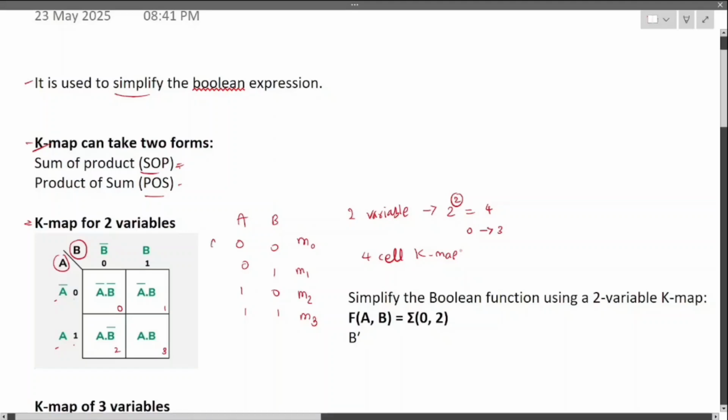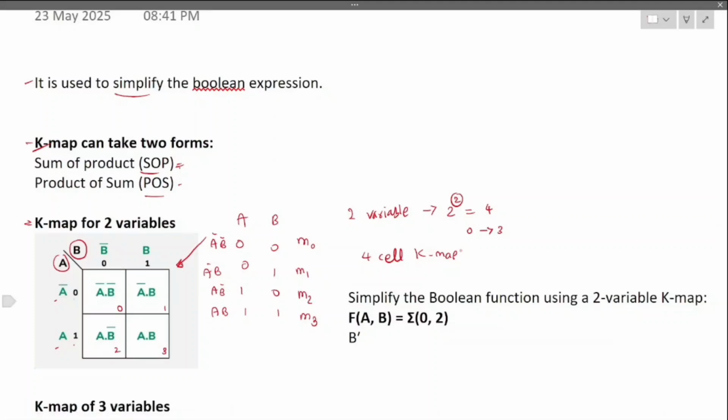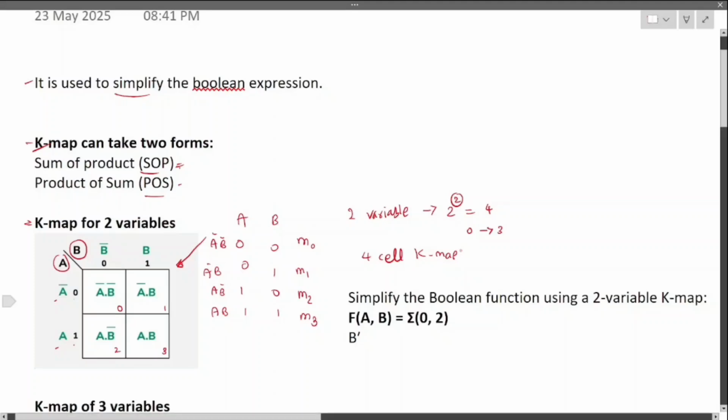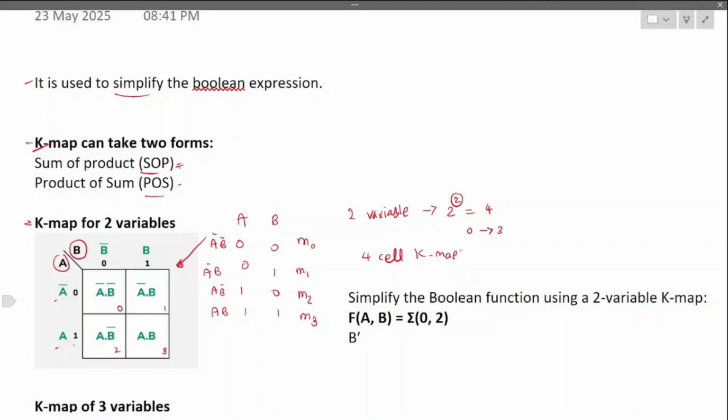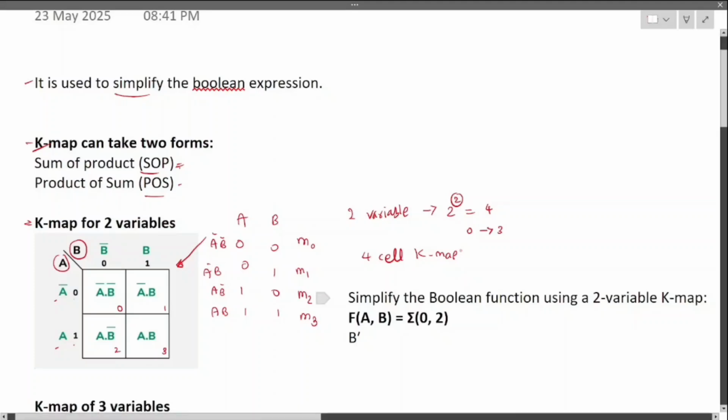I am giving the simple thing, like it is 0, 1, 2, 3. 0 is A bar, B bar. 1 is A bar, B. Then minterm 2 is A, B bar. Same way A, B. We simplified these things diagrammatically. You need to remember only this: 0 1 2 3, draw the box, keep the A bar and A, B bar B, write the 0 1 2 3. Okay, now let us simplify.